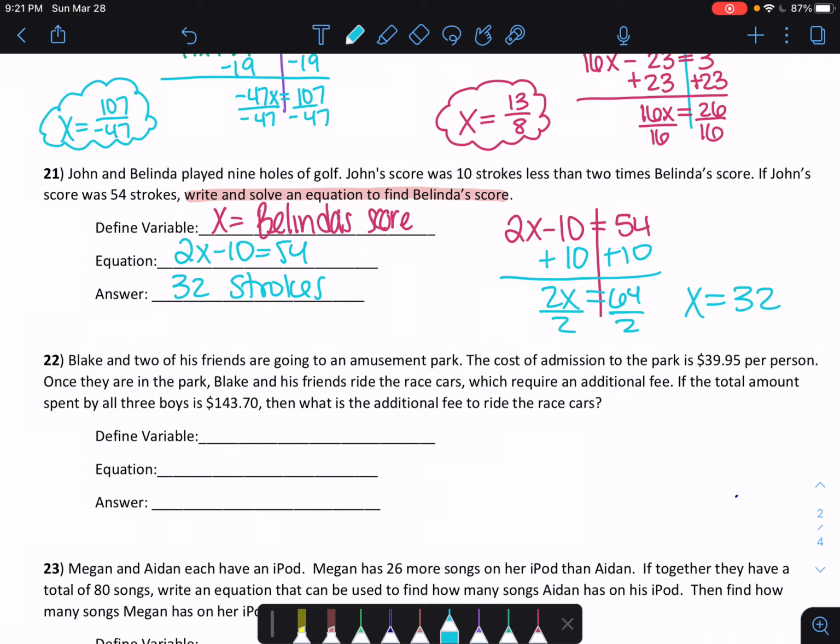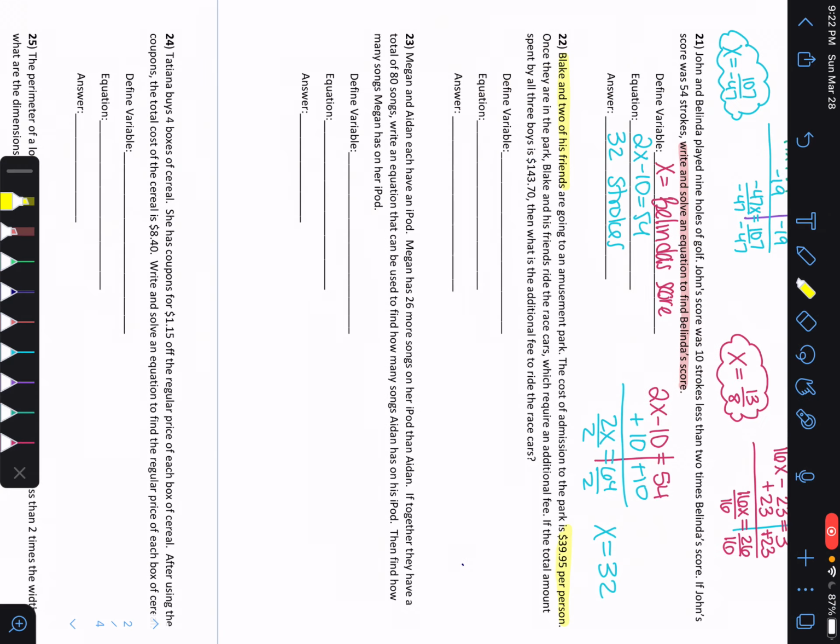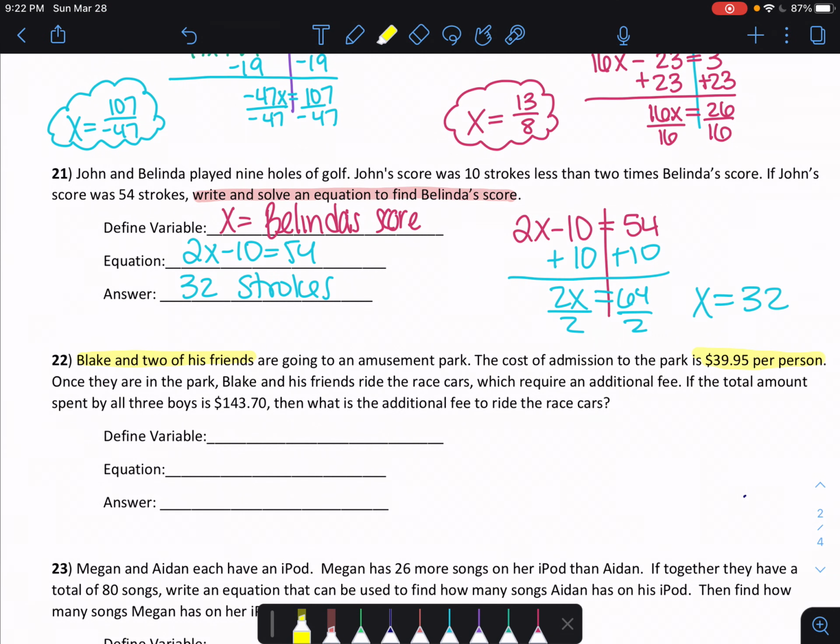Number 22 says Blake and 2 of his friends are going to an amusement park. The cost of admission to the park is $39.95 per person. Okay, so that's going to be an important piece of information there. And then I can see Blake and 2 of his friends. Once they are in the park, Blake and his friends ride the race cars, which require an additional fee. If the total amount spent by all 3 boys is $143.70, then what is the additional fee to ride the race cars? So this is going to be my variable as the information that I don't know. So I'm going to say x is going to be the extra fee.